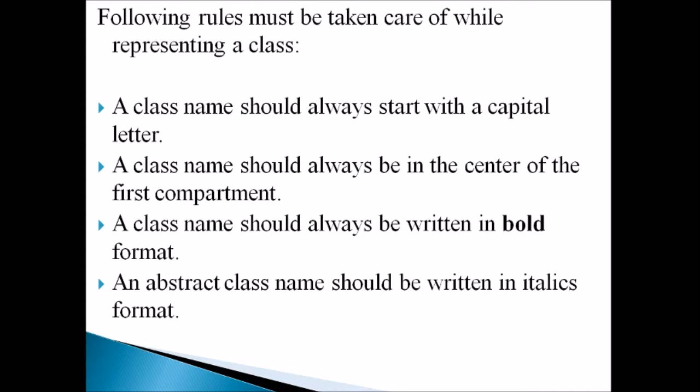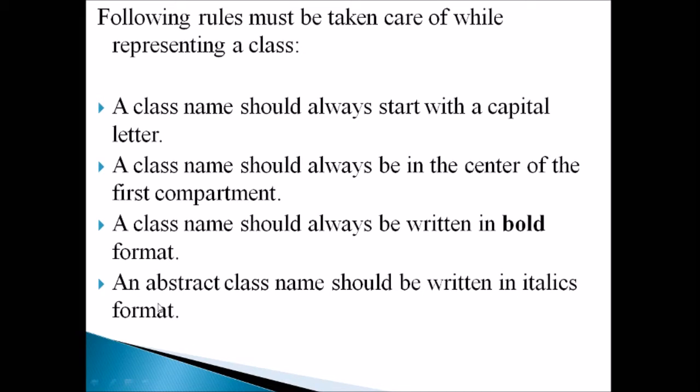There are some rules which should be followed while we represent a class name. First rule is a class name should always start with a capital letter. Whenever we give a class name in a UML diagram, the class name should start with a capital letter. The second rule is class name should always be in the center of the first compartment. The name should be placed in the center of the first compartment. And then the class name should always be written in bold format. The class name should be in bold format when we compare with attributes and operations.